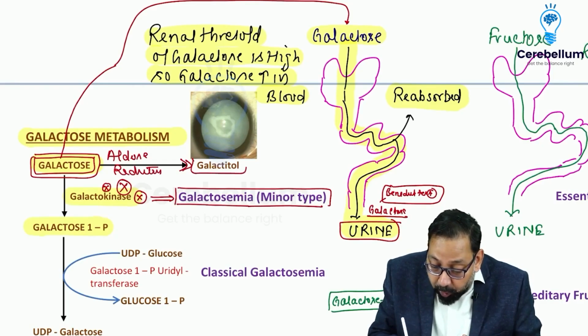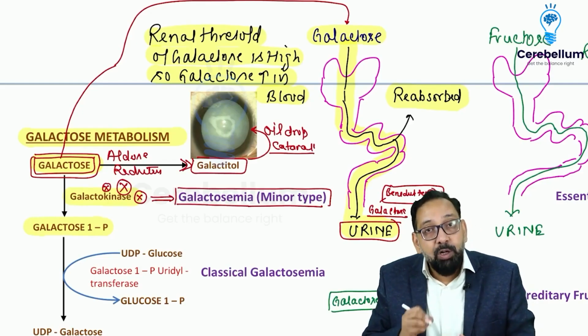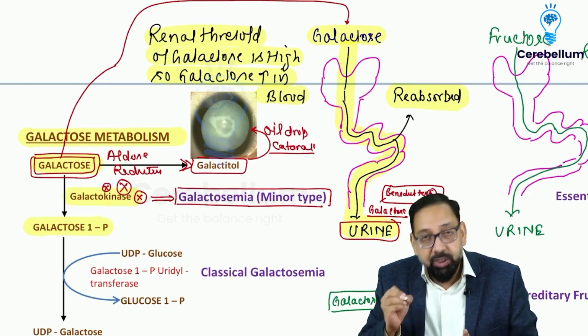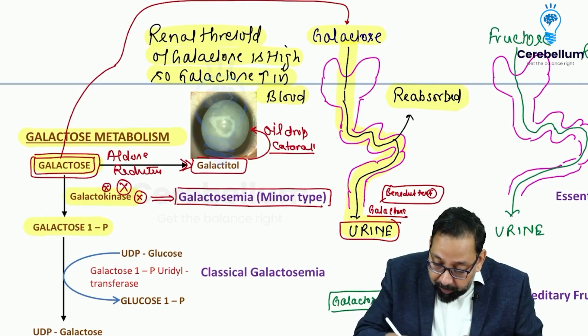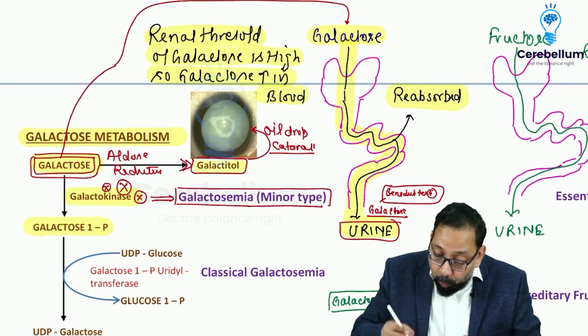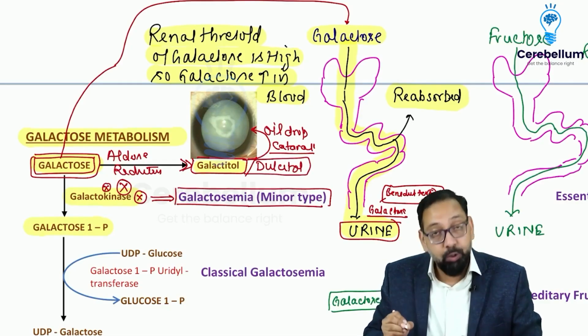This galactitol will accumulate in lens to produce oil drop cataract. Question is asked that oil drop cataract is found in galactosemia. Oil drop cataract is due to accumulation of galactitol. Question: oil drop cataract is due to accumulation of dulcitol. Another name of galactitol is dulcitol, mnemonic.